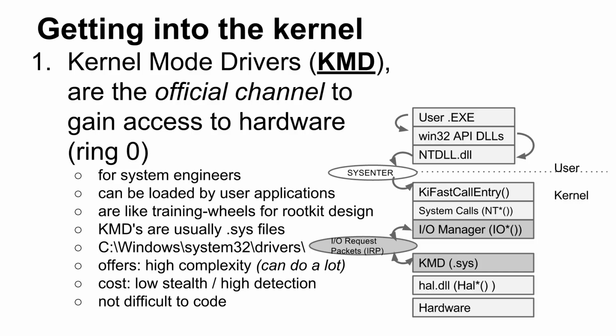Now, the way a user application would make a request to access a kernel-mode driver's function, say it exports an API and it's trying to do something very specific and gain access to hardware, is that it would go through NTDLL. The NTDLL stub for that respective function would call sysenter. That would jump into kernel space, and KiFastCallEntry would handle the request, which would pass along to the respective NT class of system calls.